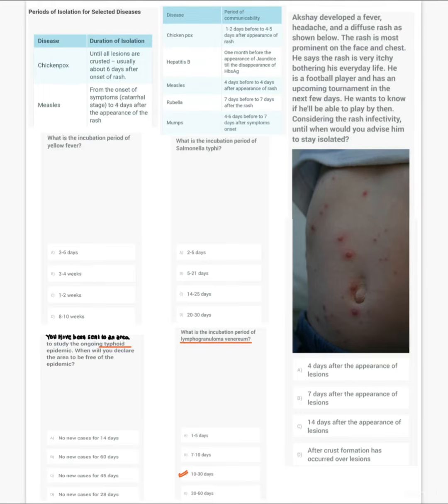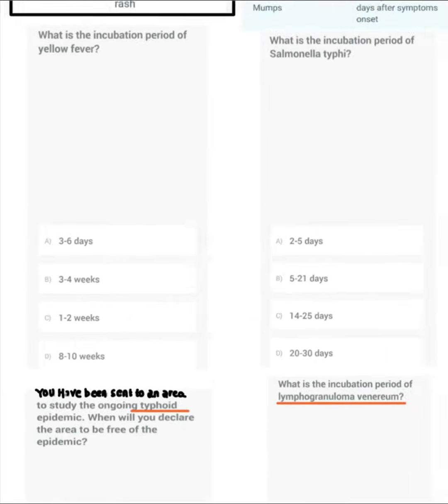See, basically we have seen these two questions they also ask, guys: what is the period of isolation? If we talk about chickenpox, the period of isolation is until all the lesions are crusted. And measles, from the onset of symptoms, that is the catarrhal stage, to 4 days after the appearance of rash. Now let's see a few MCQs, guys, that can be asked and how it can be asked.